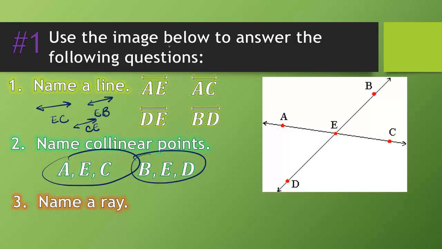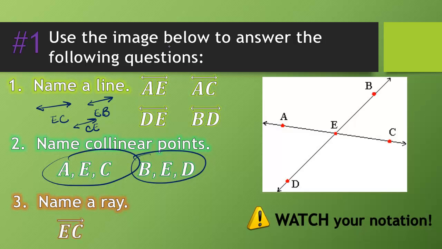And then a ray, you could do any number of things with this. Be careful of your notation though. So we could say ray EC, which would basically be this, going on forever in that direction. We could say ray EB, which would again start at E and go forever in that direction. We could say ray ED, and it would basically go in that direction, and then of course EA.